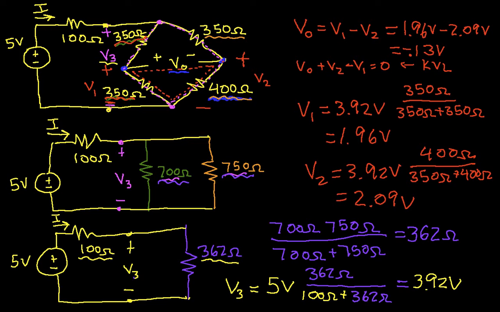in the bottom circuit that we have just 100 ohms in series with 3.62 ohms. We've got 5 volts across that combination, so finding I is just a simple matter of dividing the voltage by the sum of the resistances. So I'll clean up some mess from the previous video to get some space to work.